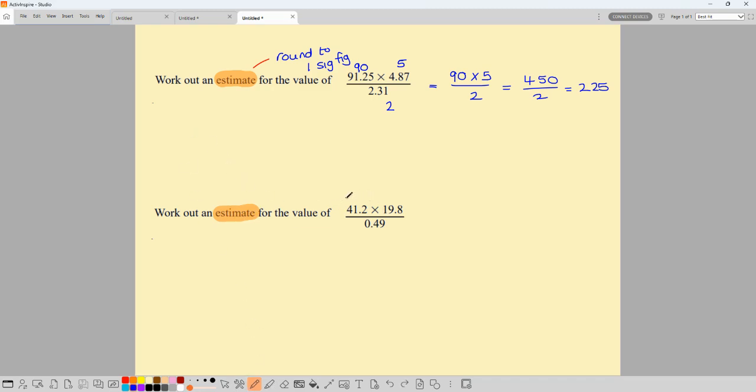So the next one, 41.2 is going to go to 40, 19.8 goes to 20, and 0.49 goes to 0.5. So 40 times 20 divided by a half. 40 times 20, well, 4 times 2 is 8, with 2 zeros afterwards, so 800 divided by a half. How many halves go into 100? Well, into 1, we get 2 halves into 1. So how many halves into 800 is 1,600.